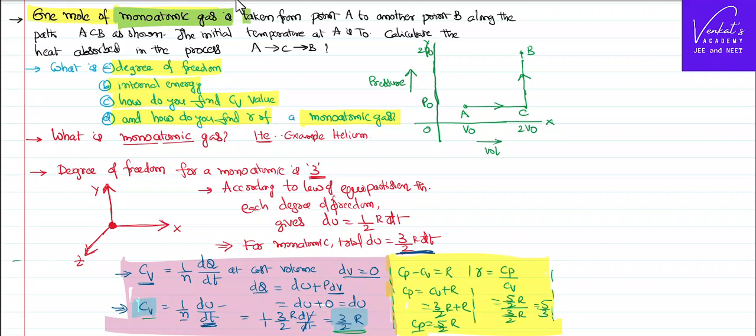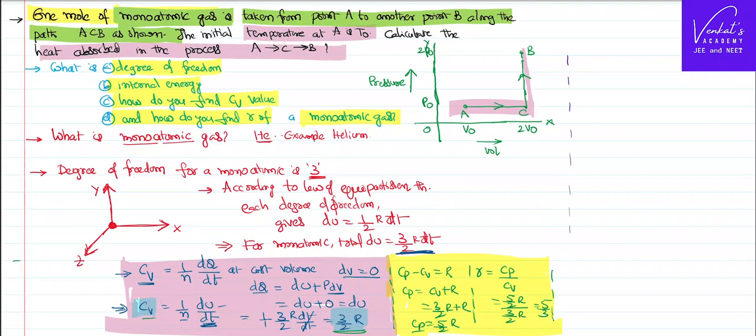What does the problem say? A gas is taken from A to another point B along the path ACB. What is that path along ACB? It goes from A to C and then to B in 2 steps. Then the temperature at A is given as T0. Calculate the heat absorbed in this process. So let's go to the problem now and try to understand what he wants. He wants us to calculate the total heat absorbed to move from A to B via C.